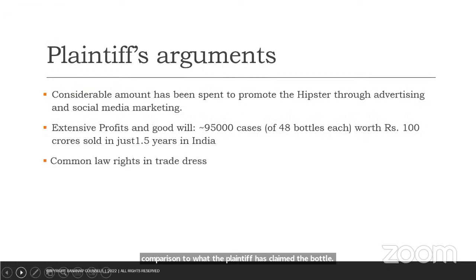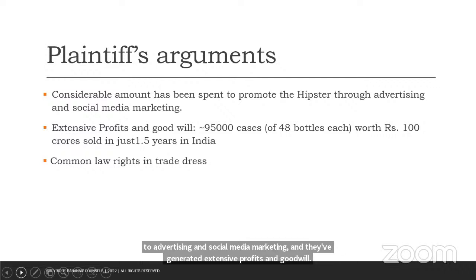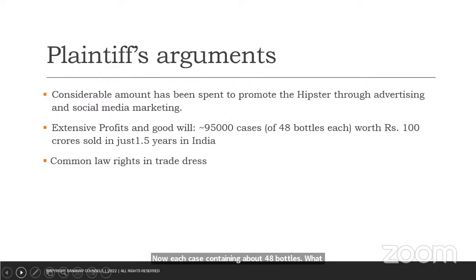The plaintiff went on to say that they have spent a considerable amount of money in promoting the hipster through advertising and social media marketing, and they've generated extensive profits and goodwill. They've sold about 95,000 cases, each case containing about 48 bottles, worth about 100 crores in just about 1.5 years in India, and that they are entitled to common law rights in the trade dress.